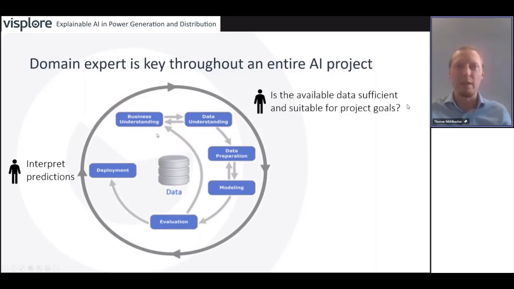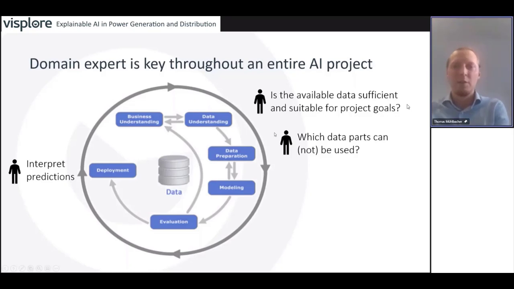In the beginning, for example, only humans can formulate the business problem and assess if the data available is suitable to achieve the project goals. Data understanding and preparation are very time-consuming parts of an AI project. And only humans can assess which parts of the data can be used. Maybe some parts are not relevant anymore, and an AI wouldn't know this.